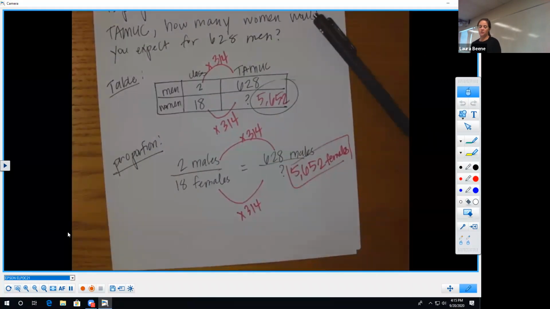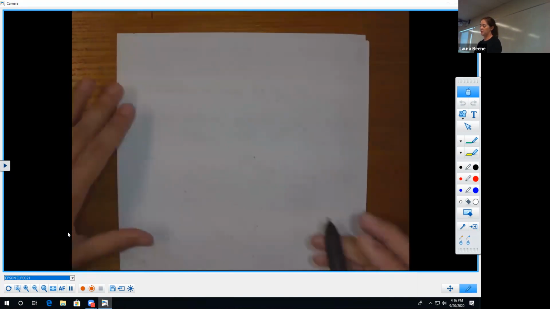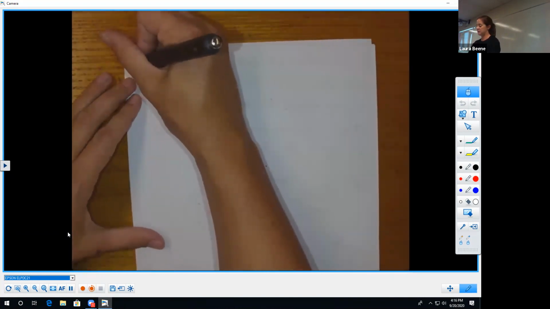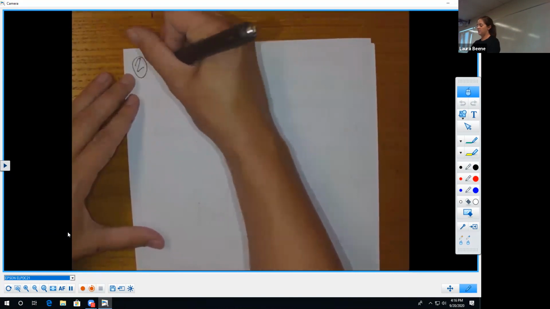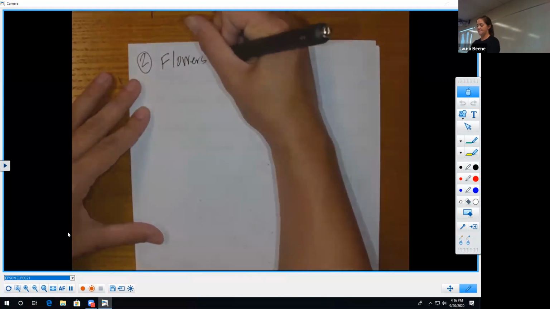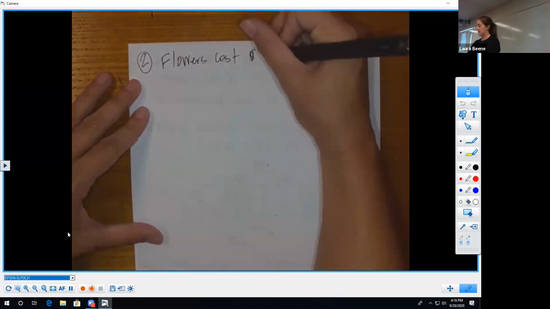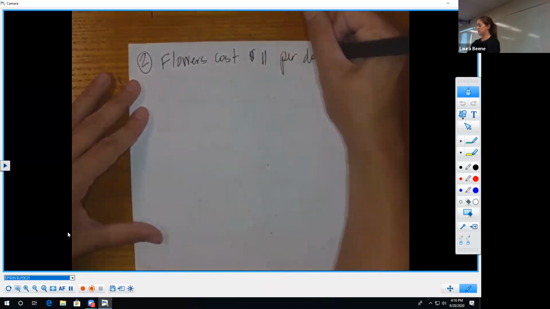Okay. So that's how I want you to do your homework. Anytime that you have to do a ratio or proportion, for this part, you are going to either use a table or proportion, but I want you to use proportional reasoning, the multiplying by a number, instead of actually solving for X, essentially. Okay, so we're going to do another couple problems. This first problem, I'm going to give you one ratio, and then we're going to find a lot of different things. Okay, so if we had the information that flowers cost $11 per dozen.